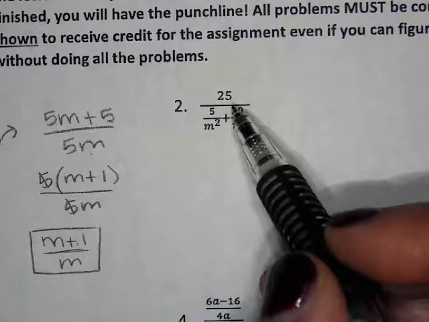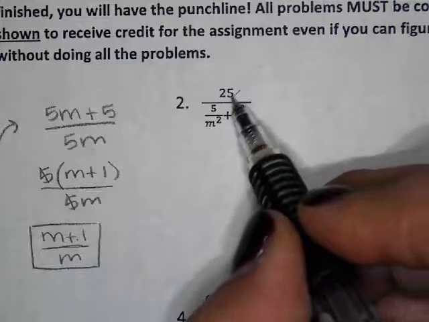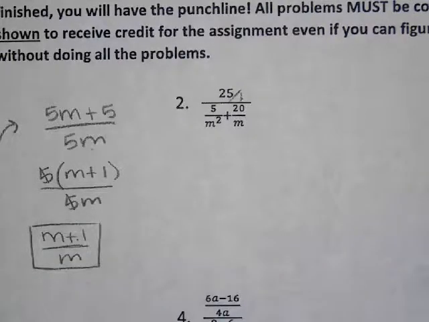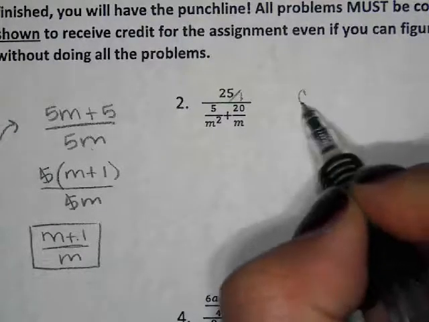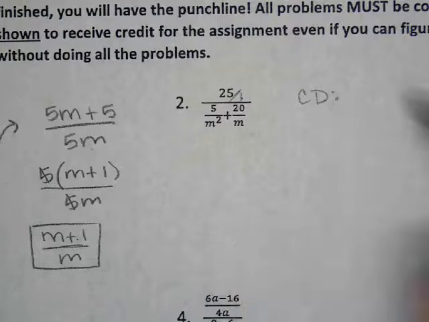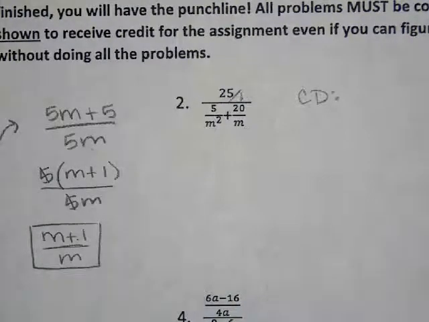Just leave it? Not just leave it. We're gonna put it over 1. We're gonna make it a fraction. Okay. Put it over 1. All right. So we got a fraction, a fraction, a fraction, and what is our common denominator? We got a 1, an m squared, and an m. Just an m?